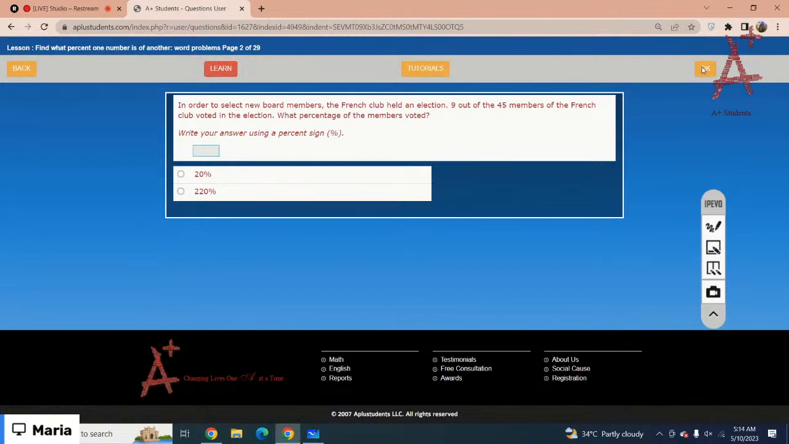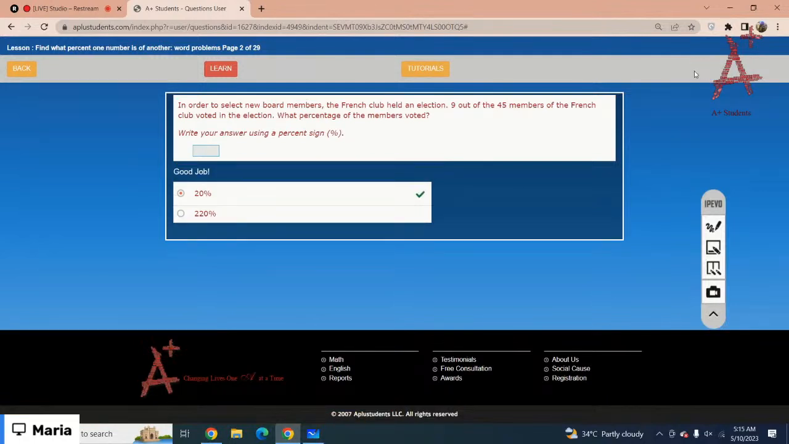Okay, the next one is, in order to select new board members, the French club held an election. 9 out of 45 members of the French club voted in the election. What percentage of the members voted? So which is the correct option? It would be 9 out of 45. Got it? You have two options, 20% or 220%. So it is just 20%. 9 out of 45. You can calculate the answer. It would be just 20%.